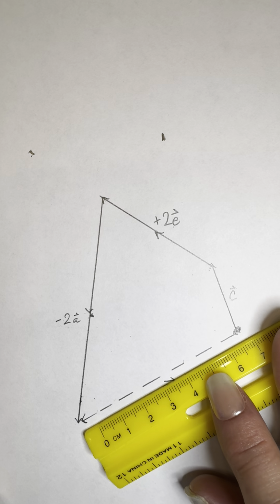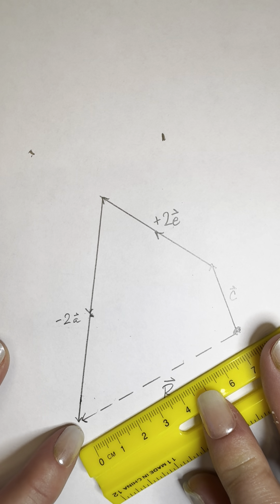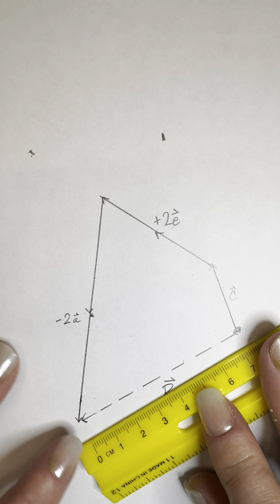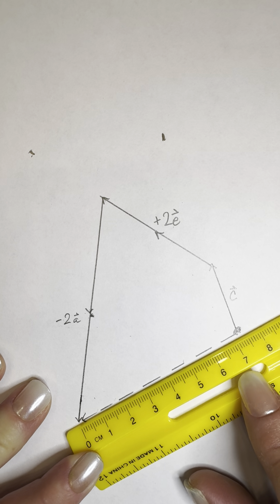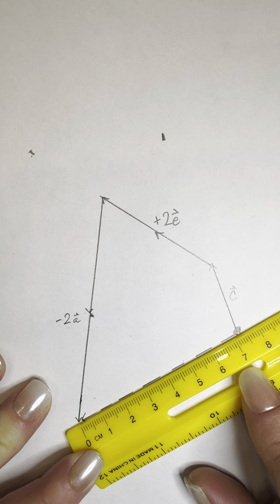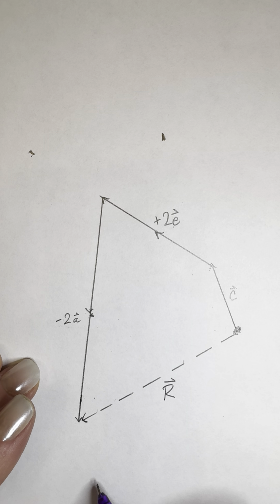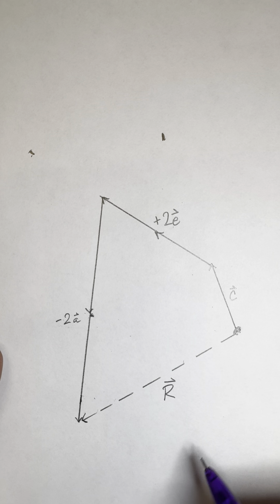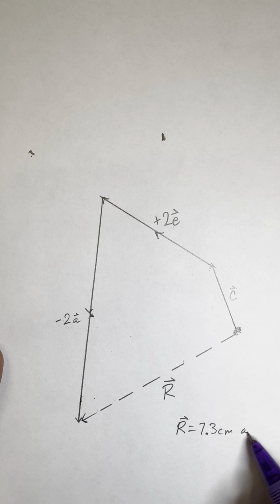Now, the moment of truth. How'd we do? I don't love this. I hope that yours is a little neater than that. I'm going to go with a 7.3. I think that's what I want to say. So I would say that the resultant is equal to 7.3 centimeters at, now let's find the angle.